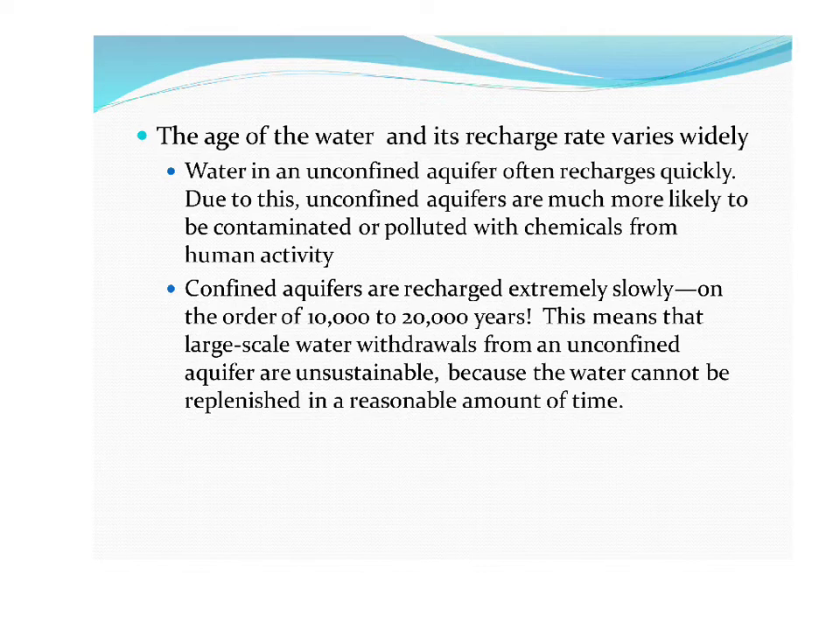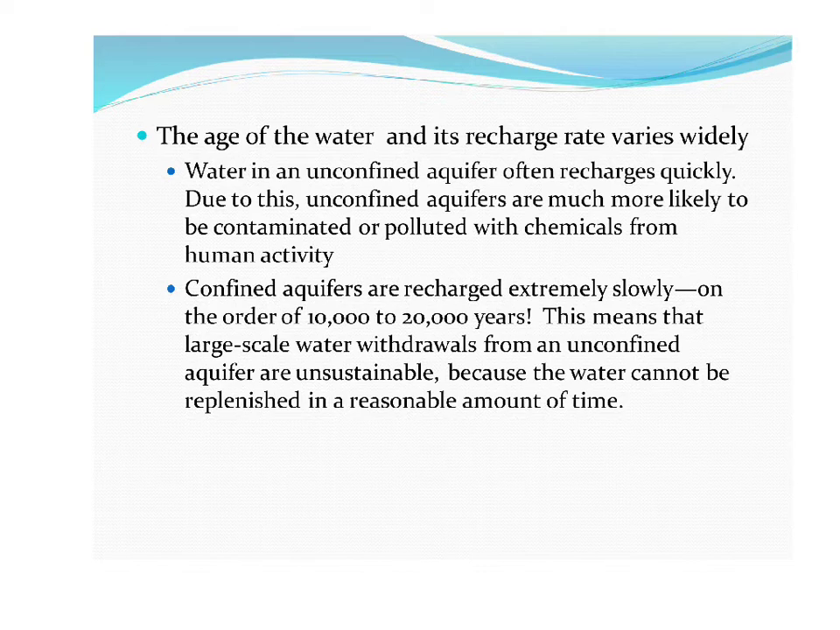The age of water in the ground and its recharge rate varies widely. Water in an unconfined aquifer recharges pretty quickly because it's just rainwater that percolates down. Due to this, unconfined aquifers are much more likely to be contaminated or polluted with chemicals from human activity. All right, so think about that. You're talking about water that's in the ground. If it's percolating down from rainwater, anything that's in the soil or any atmospheric pollution percolates down through and gets into the groundwater.